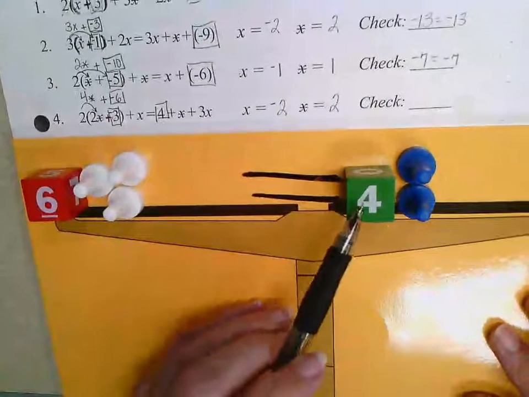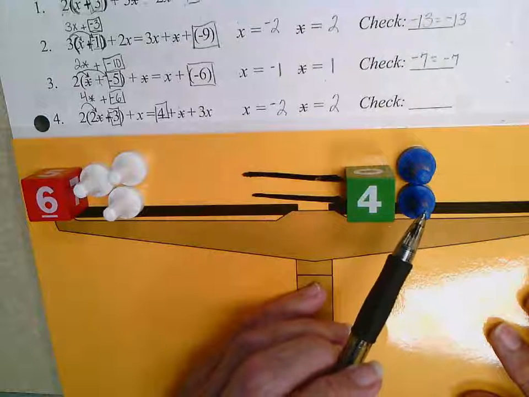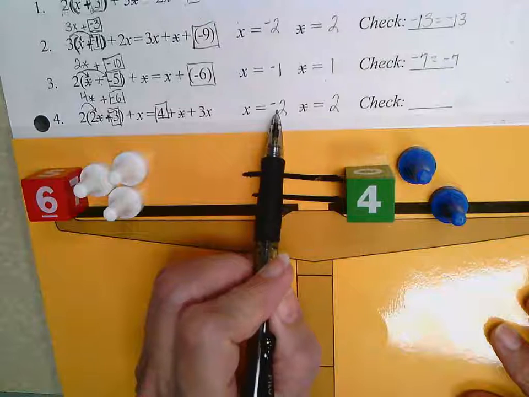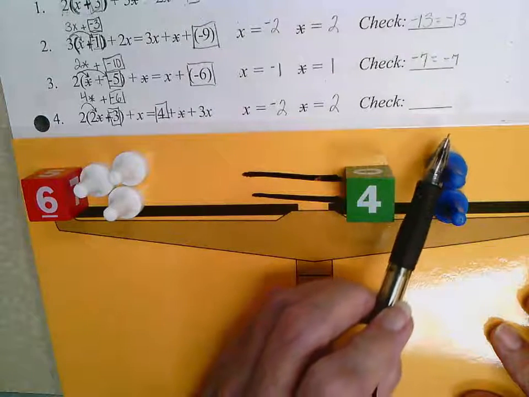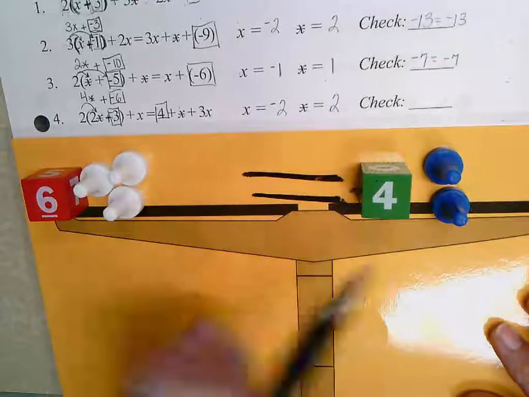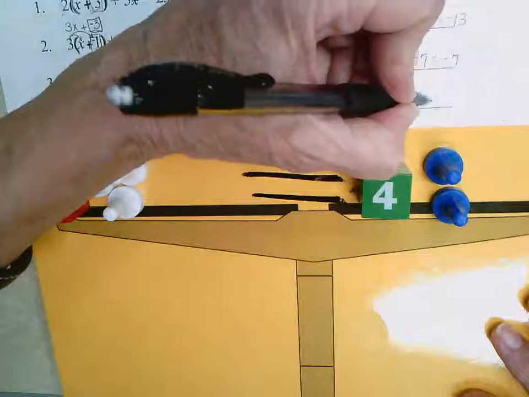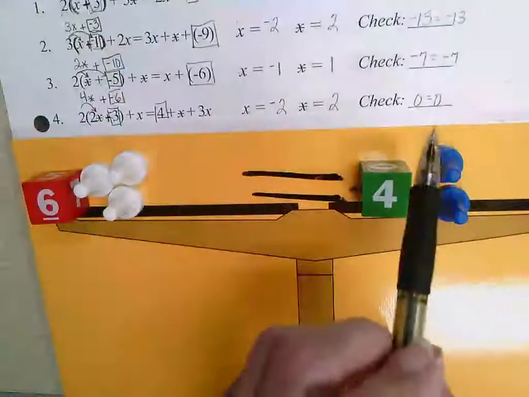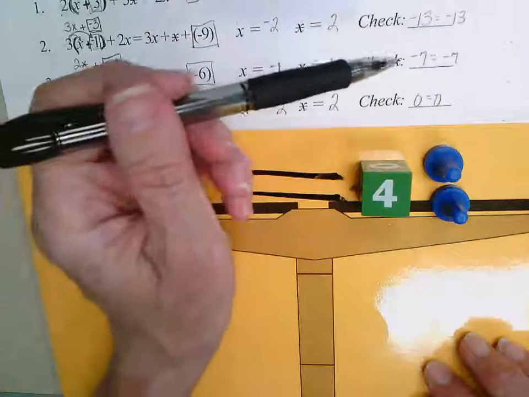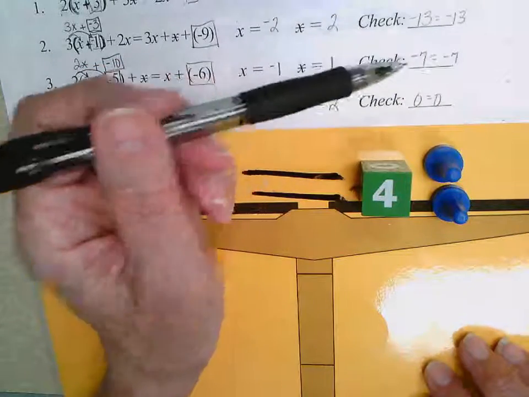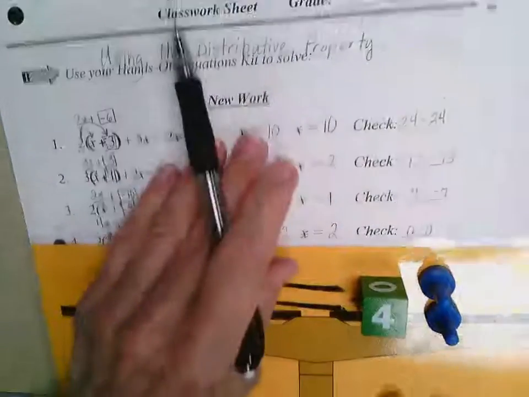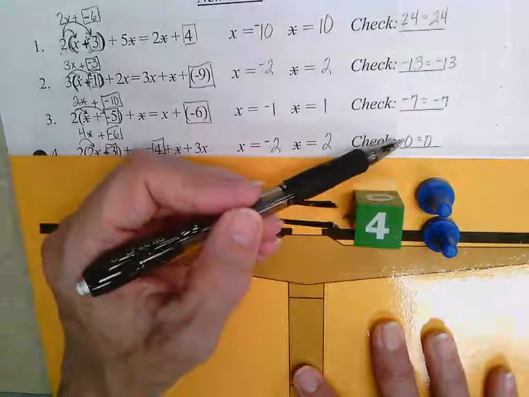Let's see if I have 0 on the other side. This is a negative 2 because my pawns, my blue ones, are negative 2, negative 4, and here's a positive 4. Negative 4 and positive 4 is 0. So my check is 0 equals 0. Sometimes kids get confused by that, but we can have a check where both sides are negative. We can have a check where both sides are positive. And we can have a check where both sides are 0.